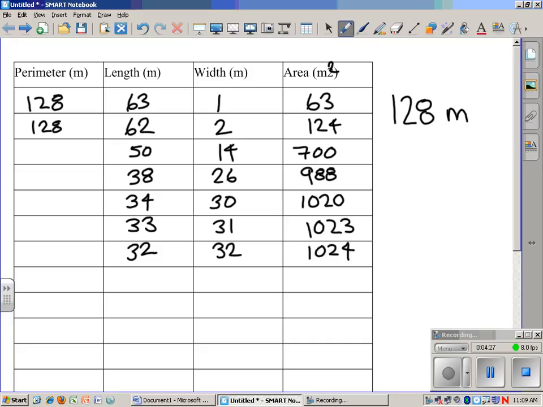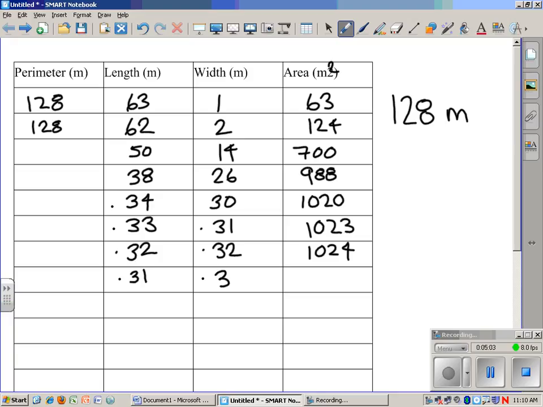Try one more? I think maybe we should bump this one down to 31 and then this one up to 33? Yeah, okay. So we're going to have a length of 31 meters. We're just going to continue following the trend. From 34 to 33, 32, 31, we're reducing it by 1 meter. We're going to do the same thing here, adding 1 meter to the width.